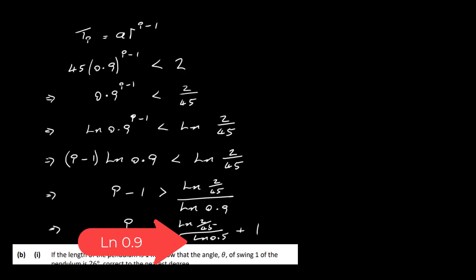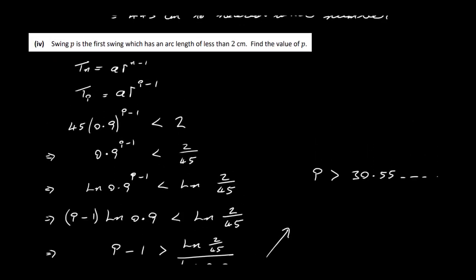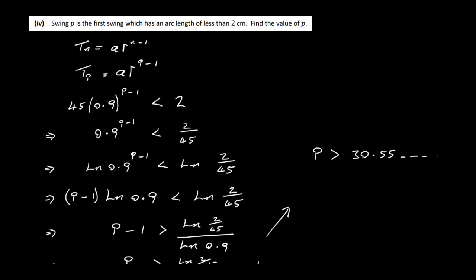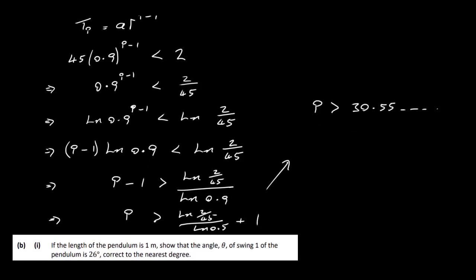Okay, so when you work all that out, that will give us p is greater than 30.55 and so on. Our question was swing p. So swing p is going to be a whole number. You can't have half a swing. Well, you can have half a swing, but we're looking at whole number swings here. Swing p is the first swing which has an arc length of less than 2 centimeters. So in other words, p is going to be a natural number, so we want p to be equal to 31.